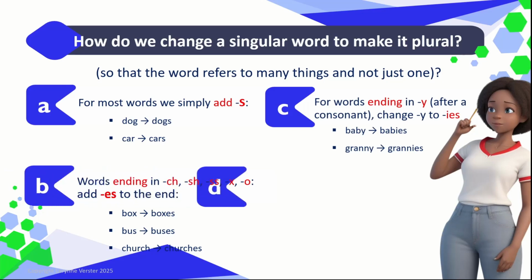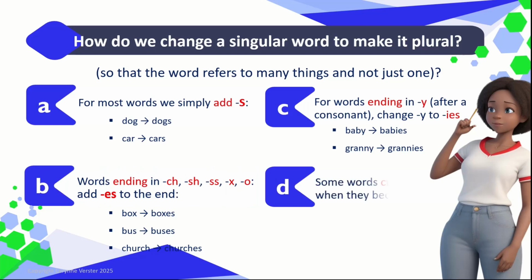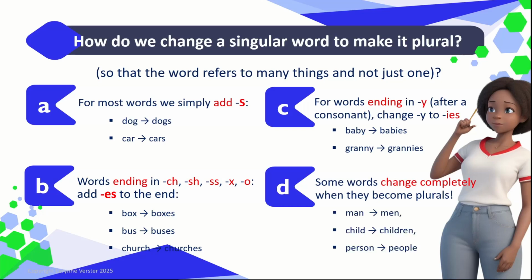Some words change completely when they become plurals. For example, man becomes men, child becomes children, foot becomes feet, person becomes people. You can look for lists for more of these words, called irregular plurals, on the internet. Remember, nouns can be singular, one, or plural, more than one.